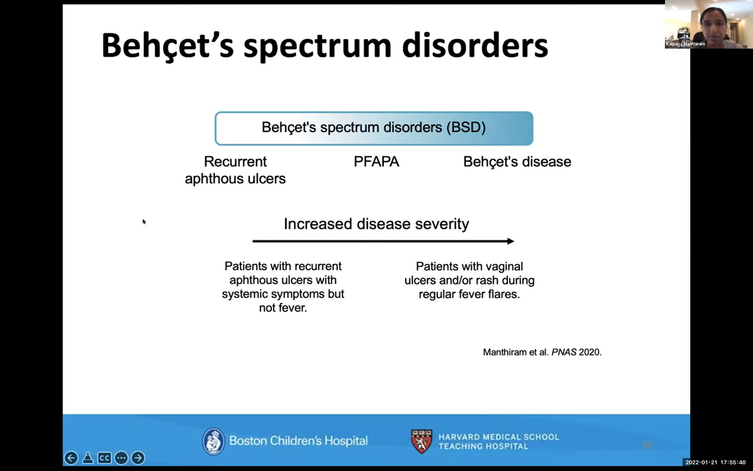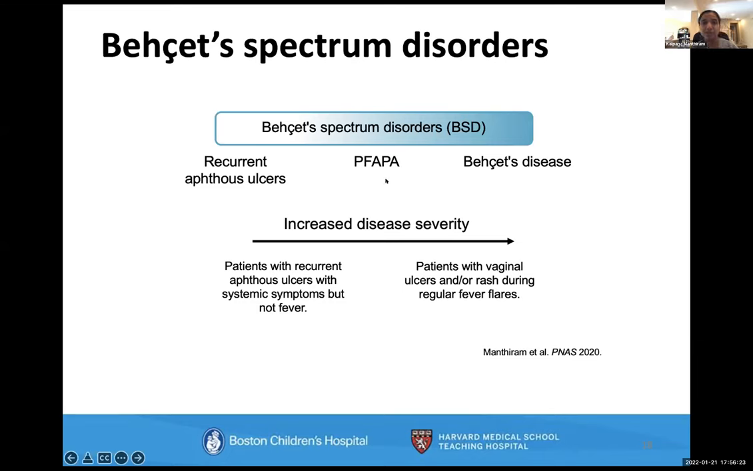And as we were thinking about how to put these ideas together, we realized that we actually see many patients who fall sort of in between these disorders. So it kind of made sense that these disease entities are linked. For example, we see patients who have a clinical presentation consistent with PFAPA, but they have vaginal ulcers or rashes during their regular fever flares, which gives them features of Behçet's disease. We also have patients who have recurrent aphthous ulcers and may have other systemic symptoms, but not fever. So they don't quite rise to the definition of PFAPA.